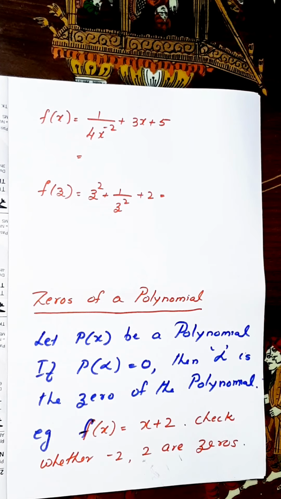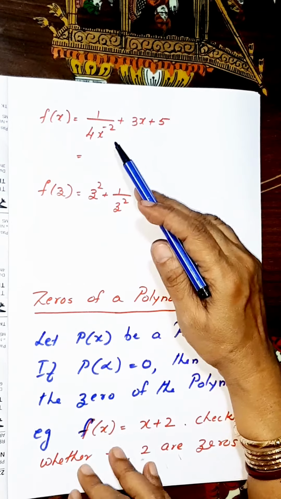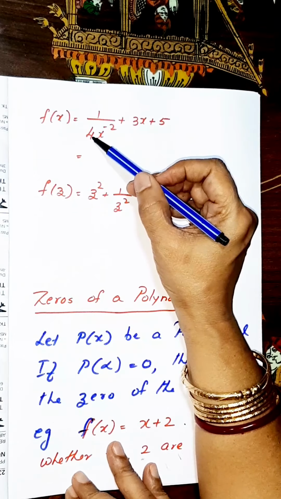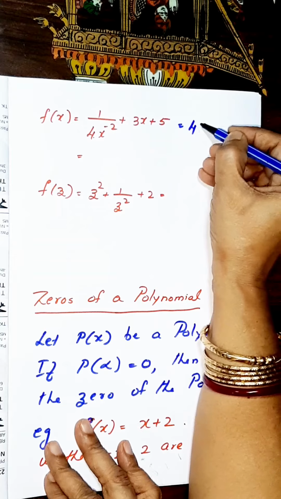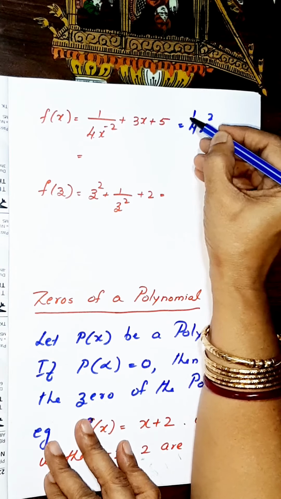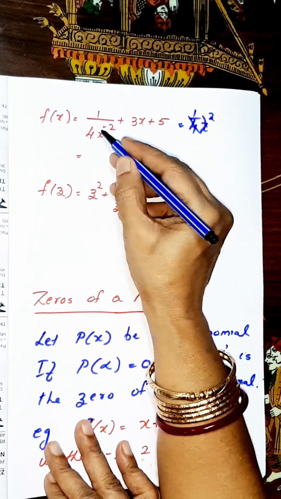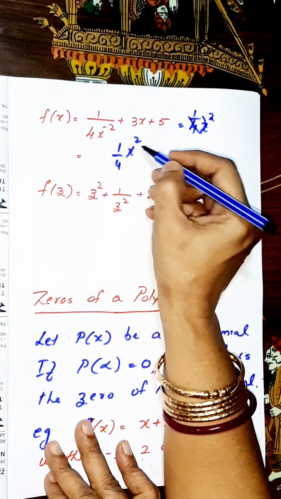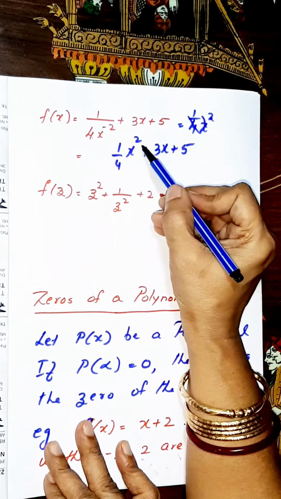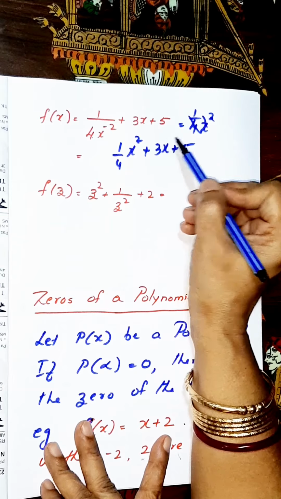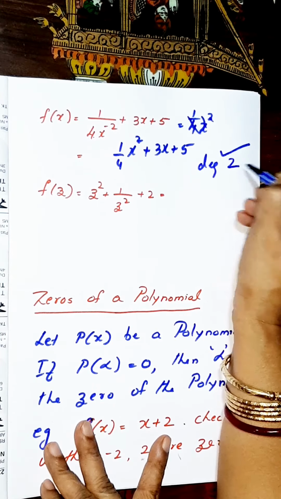In this question it is 1 by 4 x to the power of minus 2. We can rewrite this, this 1 by 4, x to the power of minus 2 will go to the denominator: x squared plus 3x plus 5. Now all the powers are positive integers, so it is a polynomial of degree 2.